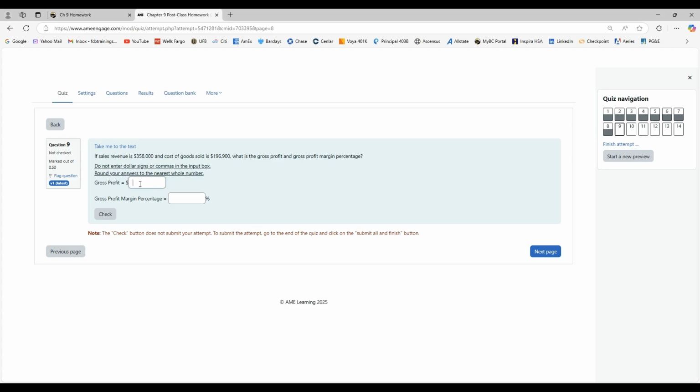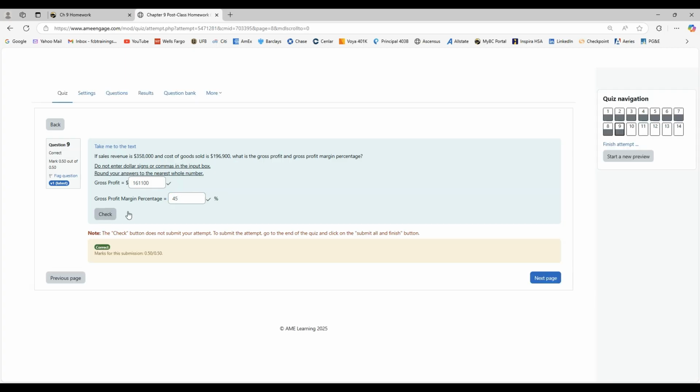That leaves us with $161,100 of gross profit. Basically just taking 358,000 minus 196,900 gets 161,100 of gross profit. And then if we take the 161,100 of gross profit divided by the 358, then we get 45% for our gross profit margin.